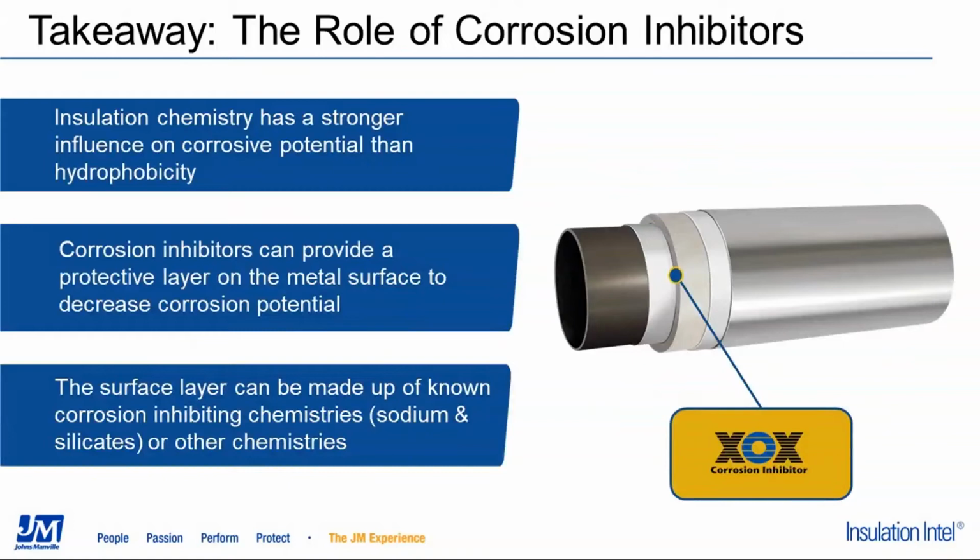So to summarize what we've reviewed with you today, you've seen from the data that's been presented that insulation chemistry has a much stronger influence on the corrosive potential than whether or not a material is water repellent or hydrophobic, that the corrosion inhibiting package can provide a protective layer on the metal surface, thereby decreasing the potential for corrosion to occur, and that protective surface layer is made up of known corrosion inhibiting chemistries as well as other chemistries that can again reduce the opportunity for corrosion to start.